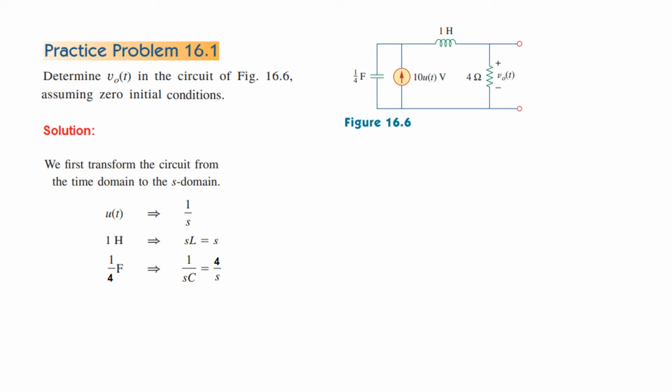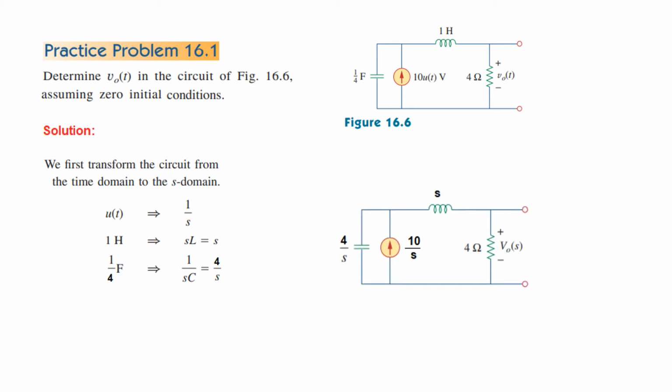So we plug in these values in the figure, which will make it in the s domain. First of all, the current source is 10 u(t), so it will become 10 times 1 over s, or 10 over s. The capacitor on the left will become 4 over s. The 1 Henry inductor will become simply s, and there is no change in the resistor, but the output voltage will now be written as capital V₀(s), to represent that we are in the Laplace domain.